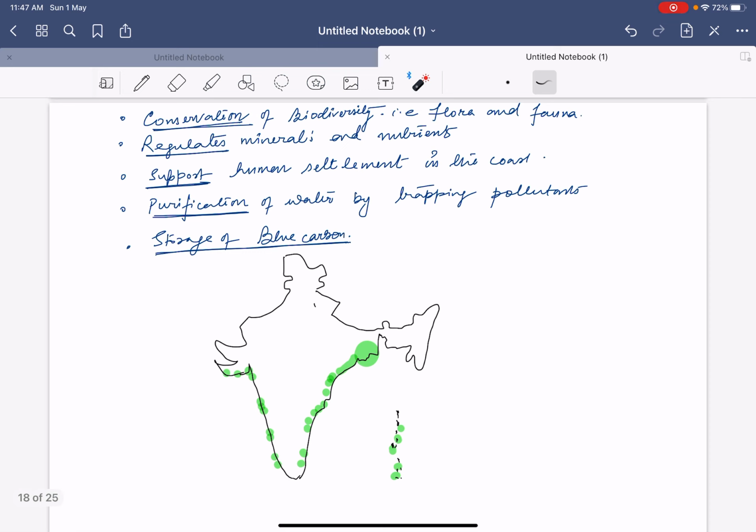Now, what diagrams can we add? See, we can simply draw the map of India, showcasing where we find the mangroves. Mangroves we can find in the West Bengal Sundarbans, in Odisha, in Andhra Pradesh, and in Tamil Nadu. We also find them in Gujarat, Maharashtra, Karnataka, Kerala, and in the majority of the Andaman and Nicobar Islands.